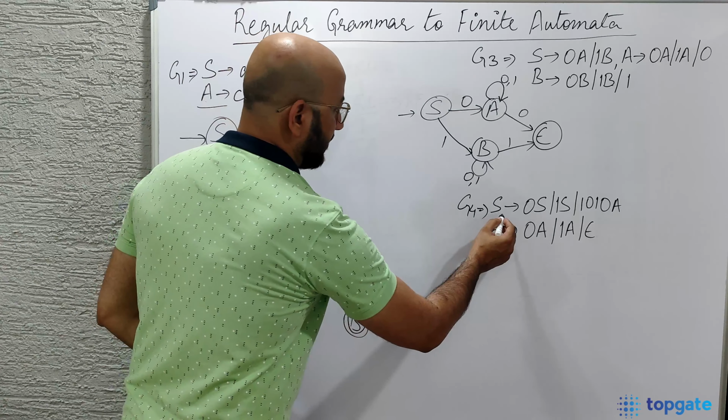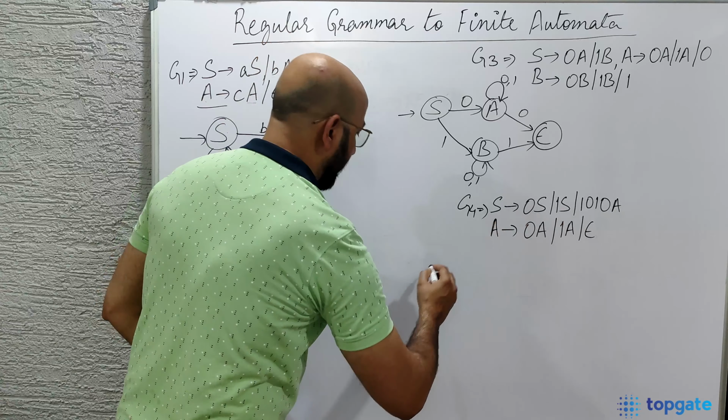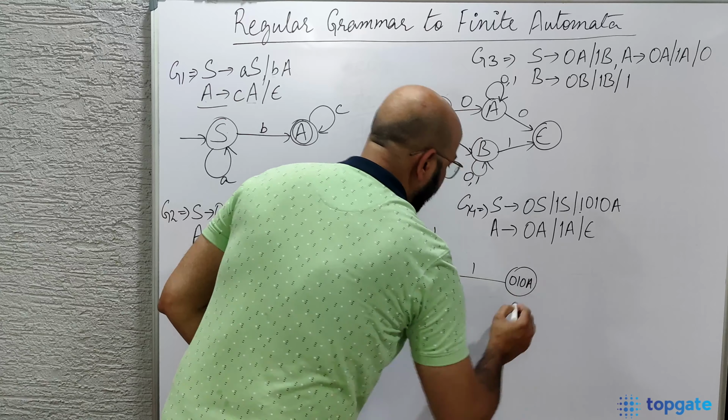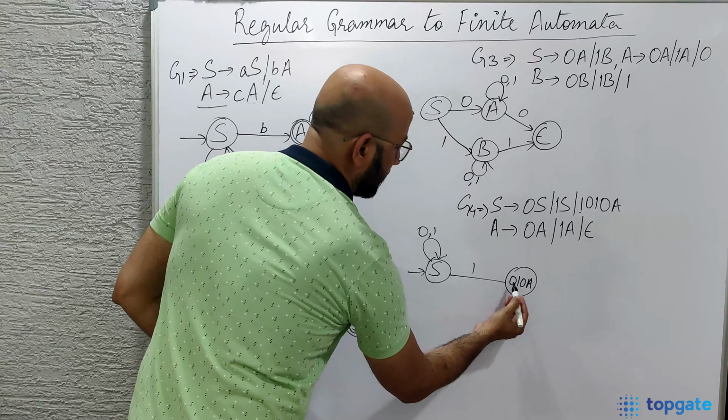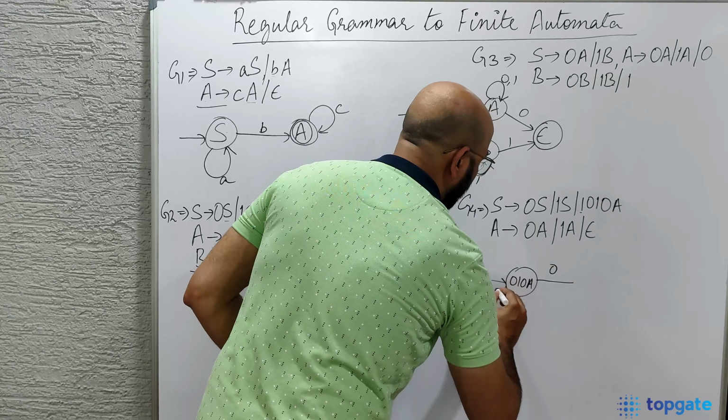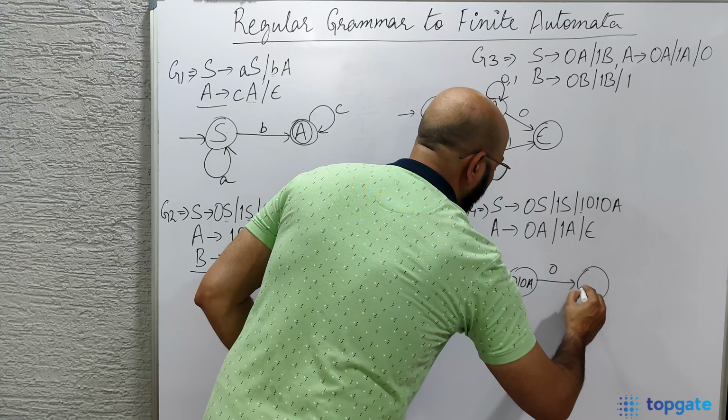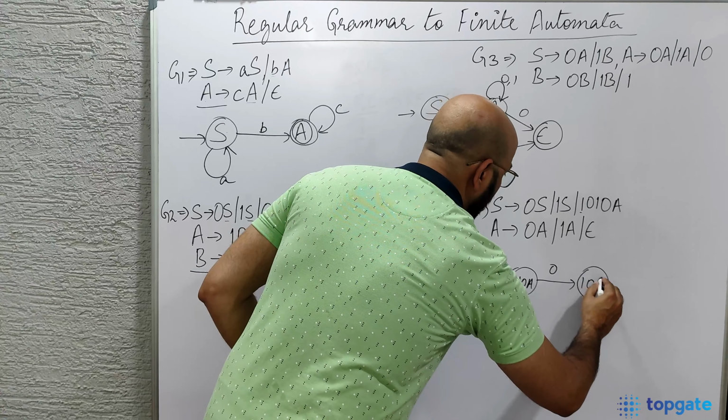Fourth one, again I have S tends to 0S and 1S. So I'll just start from the start symbol, that is my initial state. So S tends to 0S, that means it is a self loop of 0. 1S, that means a self loop of 1. Then 1010A. So what will I do? First input alphabet is 1. So I'll apply 1 and I'll reach a state, say what is left, 010A. So I'll just write 010A. Now the next input alphabet is 0. So here I'll apply 0 and then I'll move on to a new state. That means it is 10A.